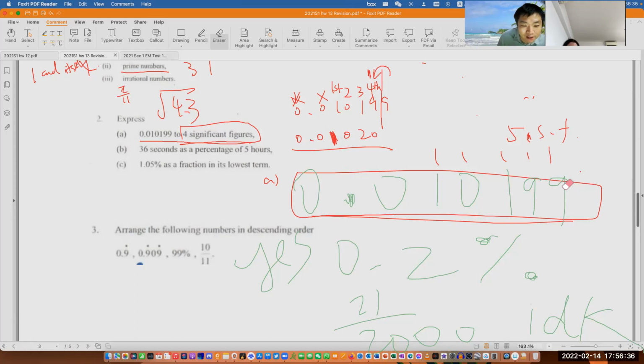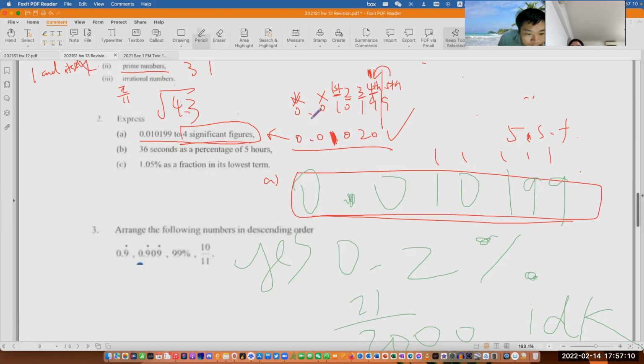Okay? So always ask yourself, which one is the first? So 0, no. 0, no. For significant figure, the first non-zero is the first significant figure. That's why you start from 1 here. So this is the second one, the third one, the fourth one. They want 4, so you look at the fifth. The fifth is bigger or equal to 5, so you give a 1 to the 9, and you end up with this. Okay? So this is the answer for this.